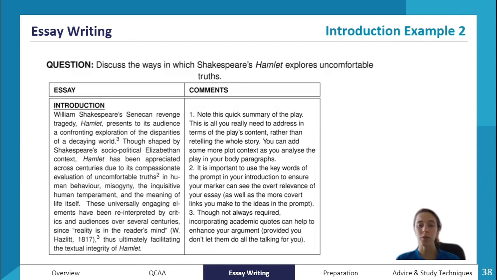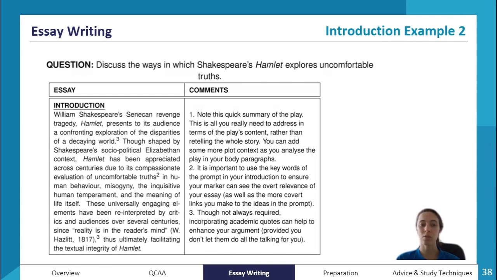So definitely not always required, but you can actually include academic quotes to enhance your argument, but don't let them do all the talking for you. Don't let them overtake your analysis and your ideas. So it's important to use the keywords from the prompt, as I've mentioned, to ensure we can see that relationship between what you're writing and what you are asked to respond to.